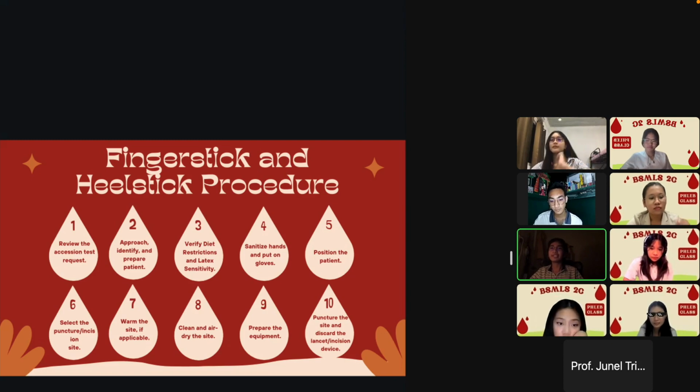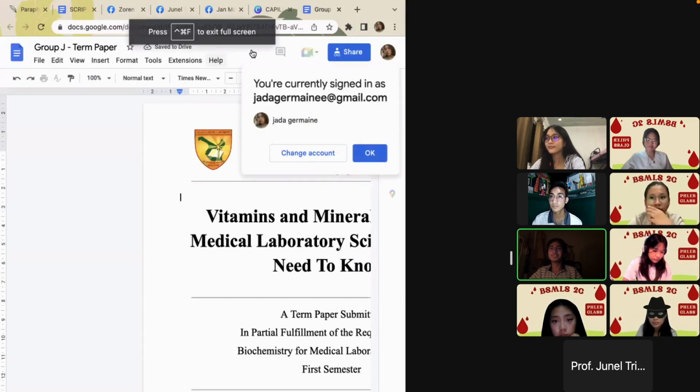Clean and air dry the site. So guys, important na air dry natin yung alcohol kapag mag-apply tayo ng alcohol, guys. Kasi kapag i-prick natin and then hindi pa tuyo, guys, mahapdi yan sa mga patients natin. So syempre, as a healthcare professional, dapat at most importance pa rin yung comfort ng ating patient.